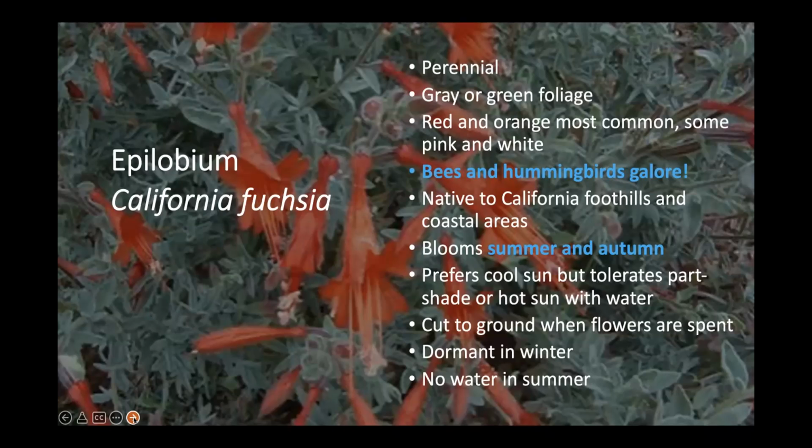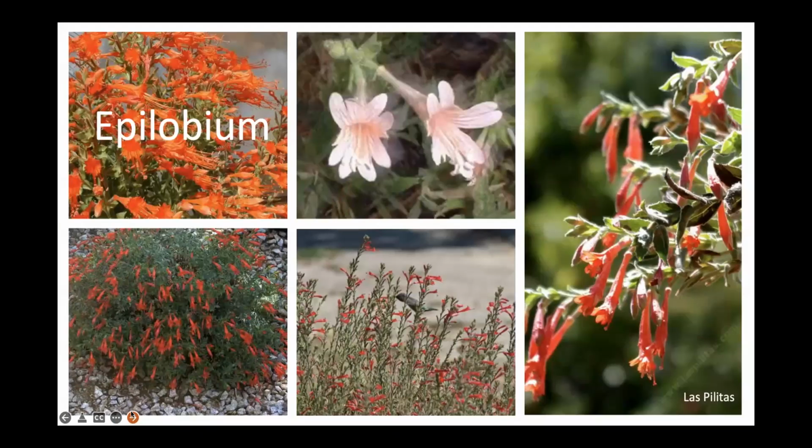They like what we refer to as cool sun, but they will tolerate some part shade or hot sun if you give them a little water extra in summer. This is something you want to cut to the ground after the flowers are spent to encourage the next season's bloom. They go dormant in winter, and most of these don't require any water in summer, most. But again, if they're in blazing hot heat, you might want to supplement a little bit. But they're an absolutely beautiful plant. They come in a variety of, like I said, different colors.